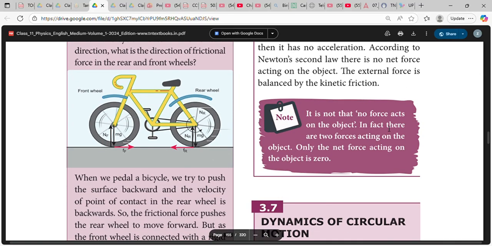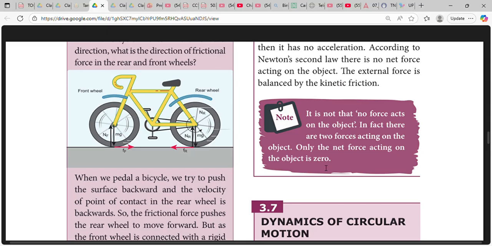It is not that no force acts on the object. In fact, there are two forces acting on the object. Only the net force acting on the object is zero.